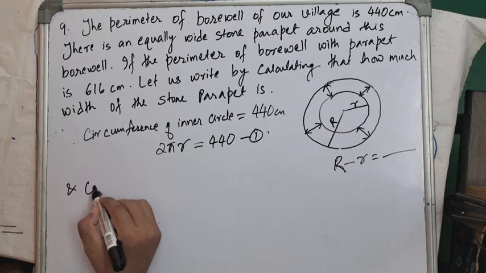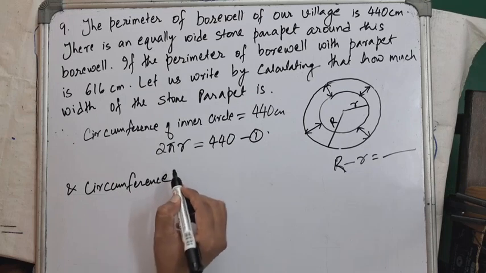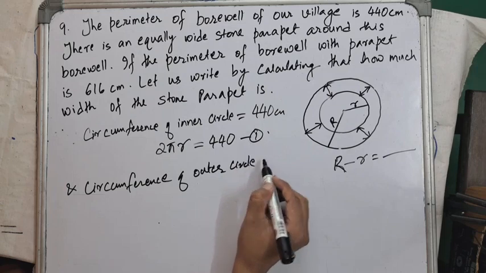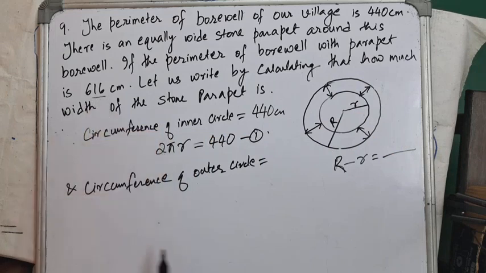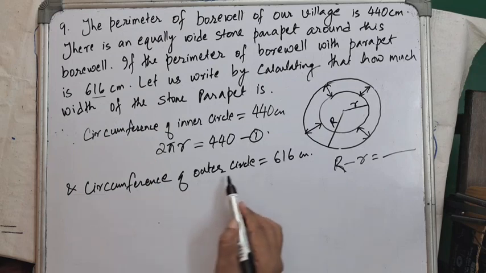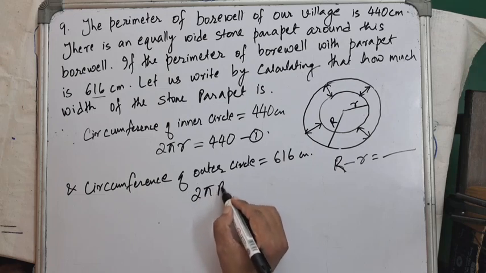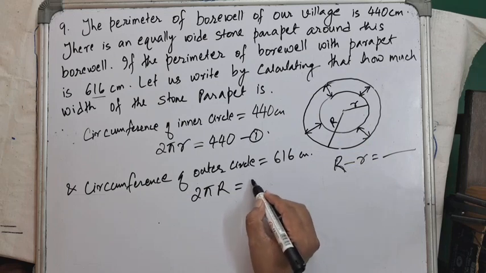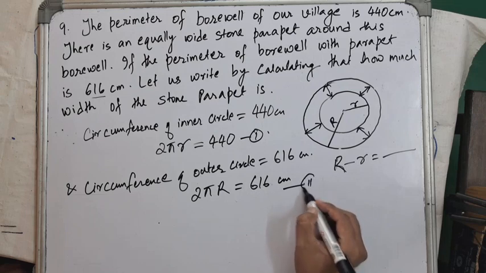And the circumference of the outer circle is given to us, the circumference of the exterior circle is 616 centimeter. The circumference of the outer circle is given by the formula 2 pi capital R. Radius is capital R for the outer circle. So 2 pi capital R is 616 centimeter. This is equation 2. Okay.